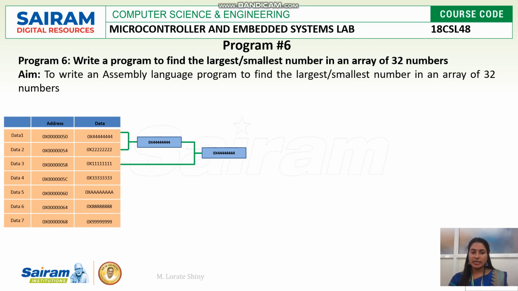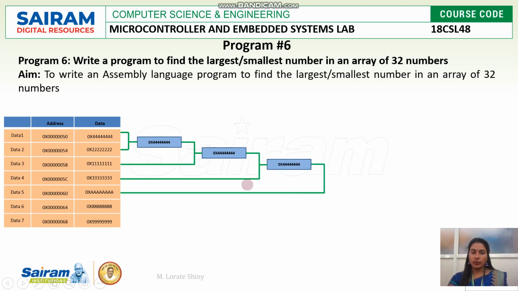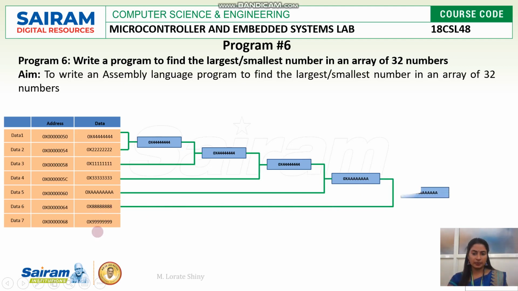Next time with this 4 I will compare the next data. So 4 and 3 are compared here. Again the largest number is 4, so the 4 will be saved again in the same register. Next I will compare 4 and the next data. So 4 and A are compared now. Here A is the largest number, so I will keep A aside. Next with that A I will compare the next data, which is nothing but 8. In A and 8, A is the largest number, so I will keep that aside.